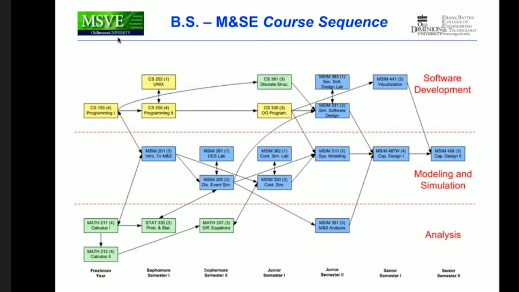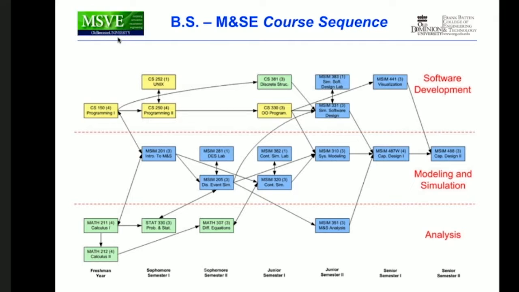This slide has 3 rows, and the boxes are different classes. What I mean to show here is our undergraduate program and how it's broken into 3 areas. The top row says software development, which means our students are excellent programmers and know how to build the models and the engines that drive the models and create a simulation. The middle part is the modeling and simulation core: what are the different types of models, how to develop them, and how to use them.